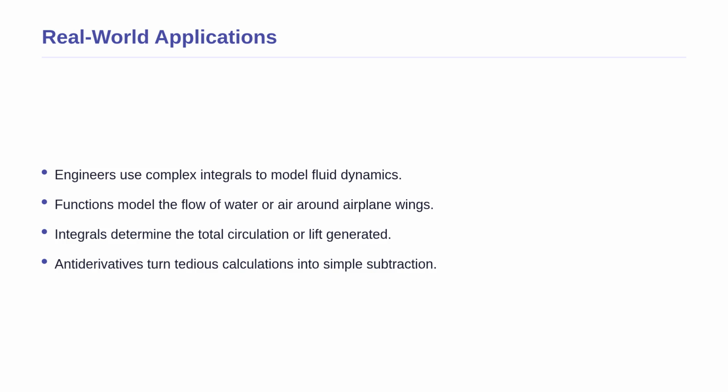The integral of these functions helps determine the total circulation or lift generated by the wing. By finding an antiderivative, an engineer can calculate the total lift just by looking at the boundary conditions, completely ignoring the chaotic, swirling paths of individual air molecules in the middle.